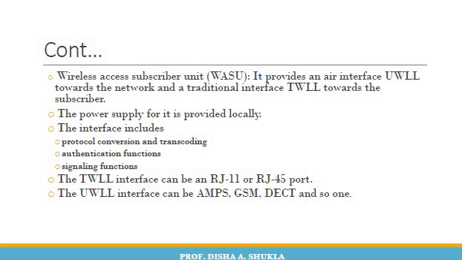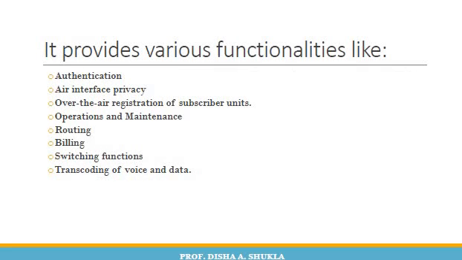Now this TWLL interface can be an RJ11 or an RJ45 port that we connect to the devices, and the UWLL interface can be AMPS, GSM, DECT, or any other interface. Wireless local loop has certain functionalities: authentication, air interface privacy, over the air registration of the subscriber units, operation and maintenance, routing, billing, switching functions, and transcoding of the voice and data.